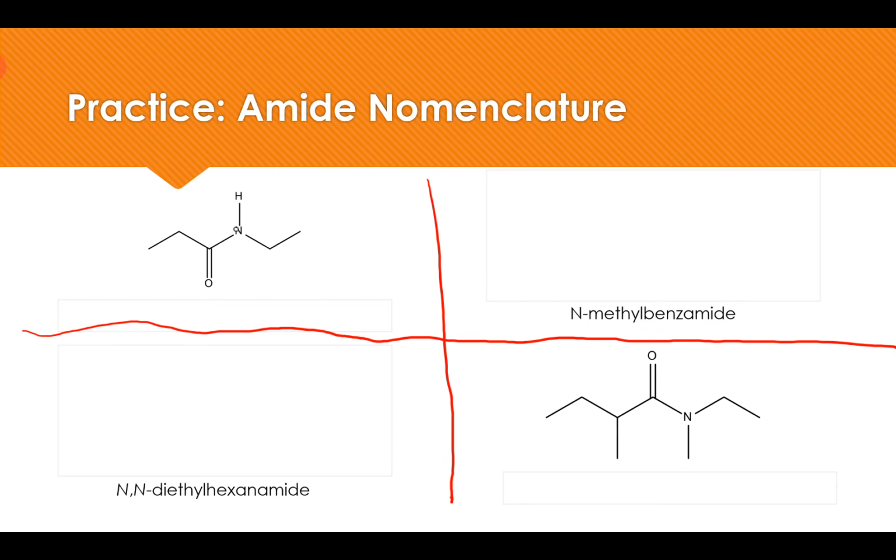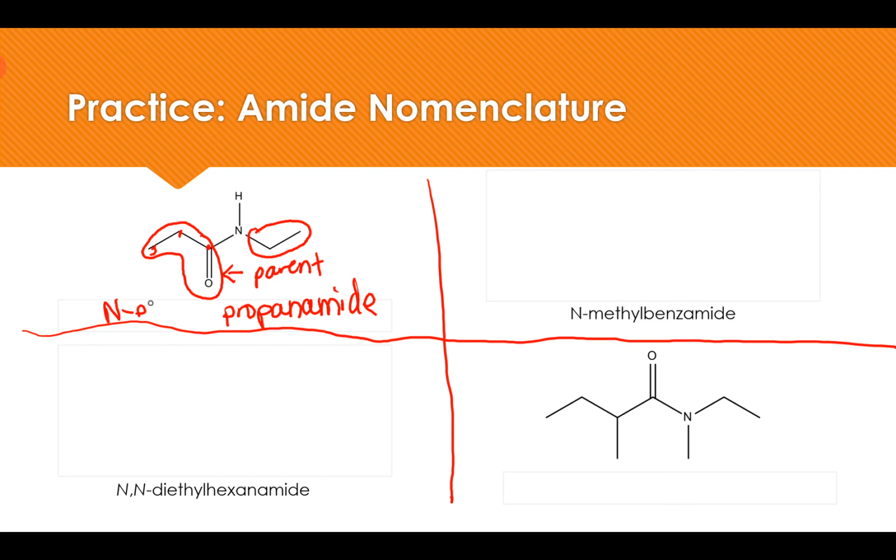Okay, so let's go over this. We have this part of the molecule here, and then we have this part of the molecule. This part has 1, 2, 3 carbons. That's our parent just because it has the carbonyl. And so that is propanamide. The parent is always the one with the carbonyl. And then this is the chain that's off of the nitrogen, so it's going to be N-ethyl. N-ethyl propanamide. There's not a space there. That's just my bad space planning.